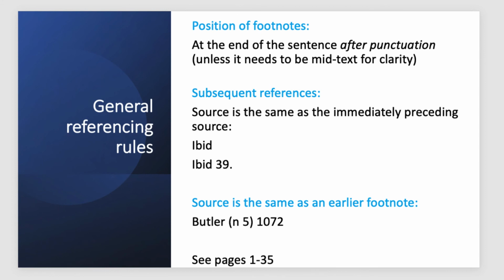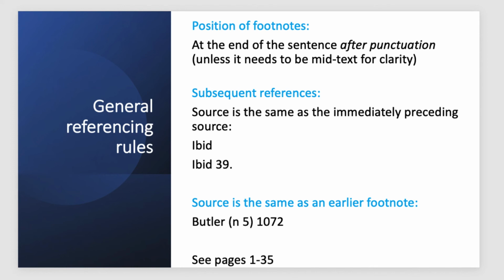Our final slide looks at some basic general referencing rules. There are a large number of general rules at the beginning of the AGLC, from pages 1 to 35, that you do need to look at. They can include things like how to refer to previously cited sources, how to indicate to a reader that you've added emphasis to a quote, etc. We're just going to look at a couple here to get you started.